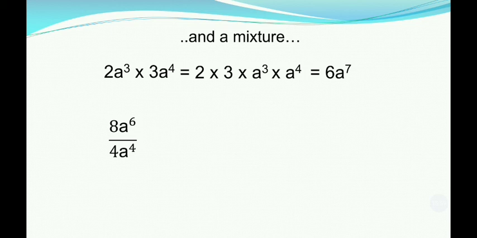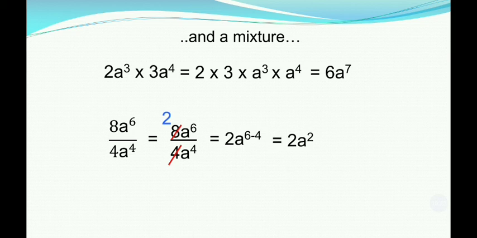Next we have one more example in the division form. So here we can divide 8 by 4, that is 4 ones are 4, 4 twos are 8. And we have variables too here, that is a to the power of 6 divided by a to the power of 4. So it can be written as 2a to the power of 6 minus 4. So it becomes 2a to the power of 2.